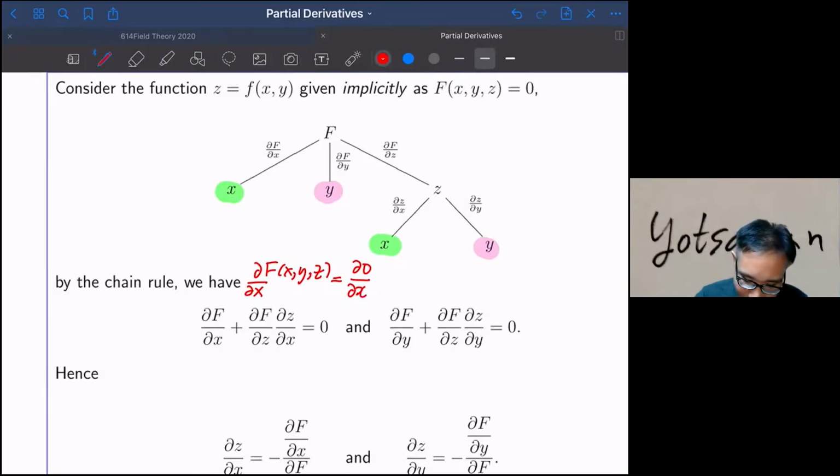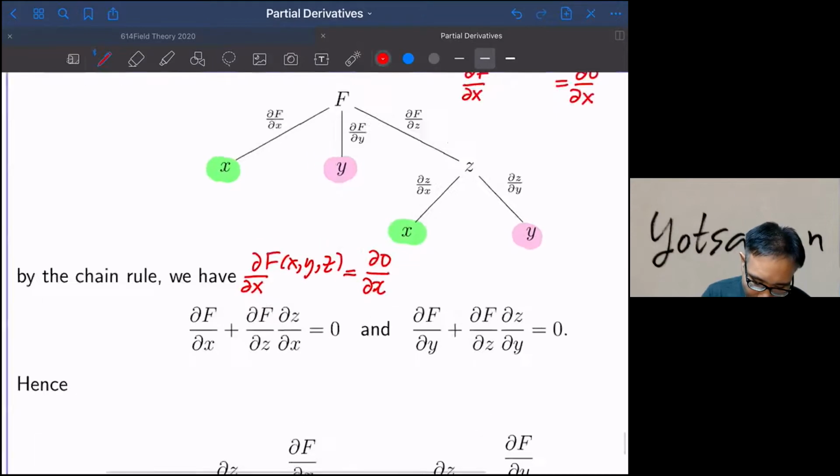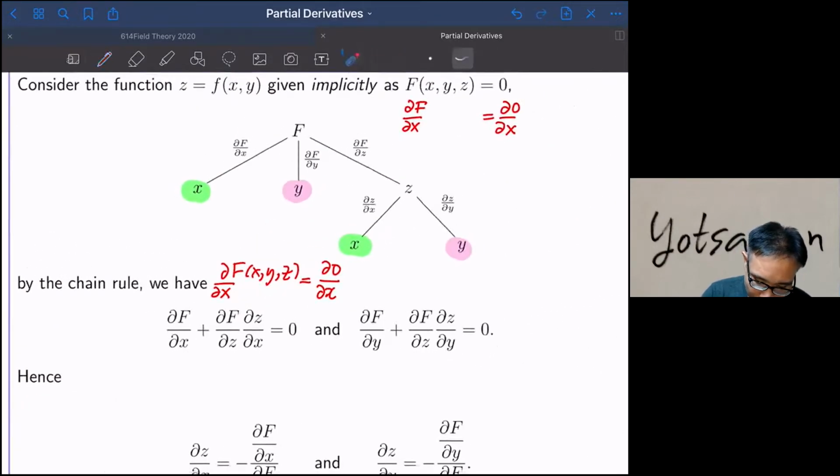How did this come about? This comes from here. You have this one equal to 0 and you differentiate with respect to x on both sides, ∂0/∂x. So that is going to be one term that you can have, and then following the green leg, you get this term and this term. So one leg, two legs. And this one turned out to be ∂0/∂x, which will be 0. This is how we obtain this.